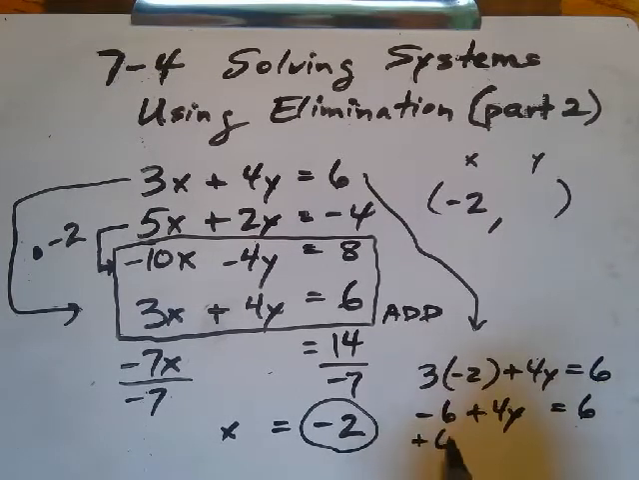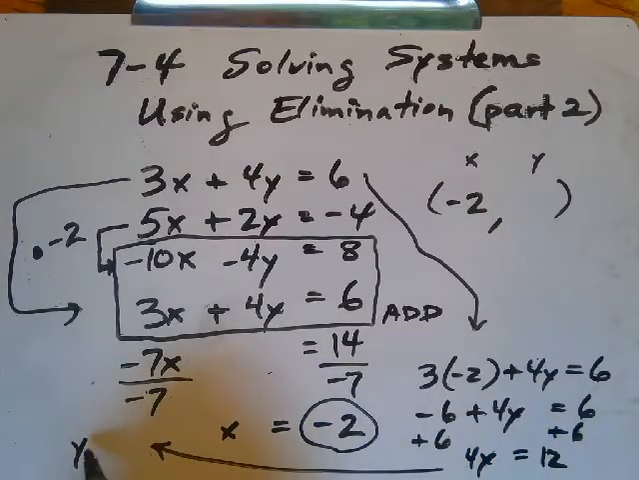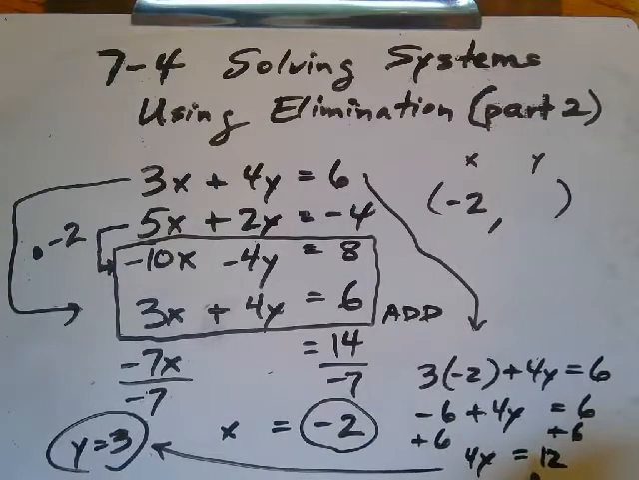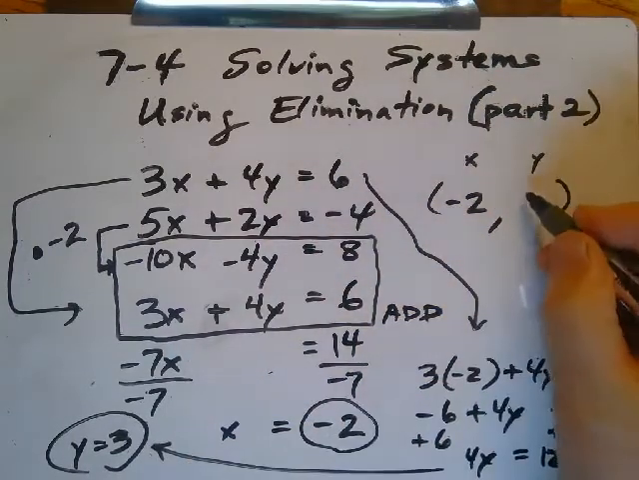Adding 6 to both sides, we end up with 4y equals 12. I'm out of room down here at the bottom, but that's dividing both sides by 4. I get y is equal to 3. Okay, y is 3. I divided both sides by 4 there. So my ordered pair then is going to be x is -2, but y is 3.